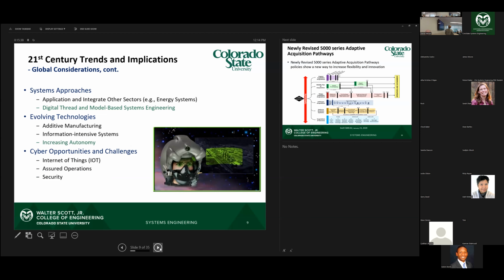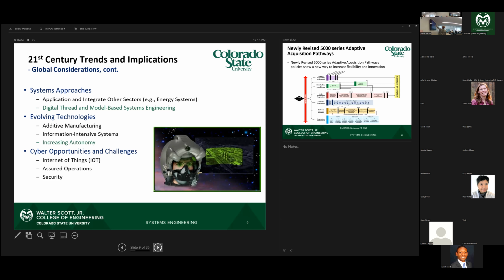So, systems approaches, they've got to change, right? We have more integration into more systems. We have systems of systems. We have ways that we never believed that systems would even be able to interconnect and interact with each other. So we start doing things called digital twin, model-based systems engineering, which all brings us to digital engineering.